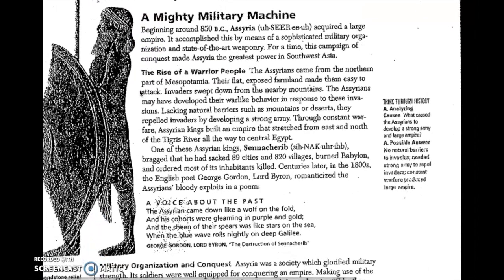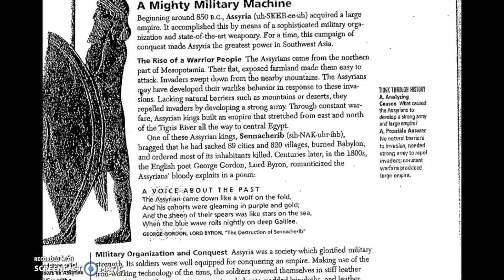The Assyrians came from the northern part of Mesopotamia. Their flat, exposed farmland made them easy to attack. Invaders swept down from the nearby mountains. The Assyrians may have developed their warlike behavior in response to these invasions. Lacking natural barriers such as mountains or deserts, they repelled invaders by developing a strong army. Through constant warfare, Assyrian kings built an empire that stretched from far east and north of the Tigris River all the way to central Egypt.